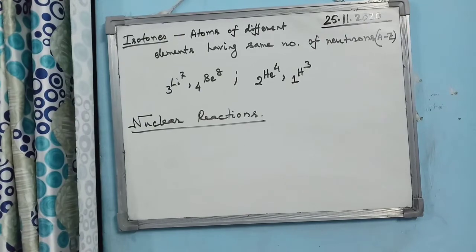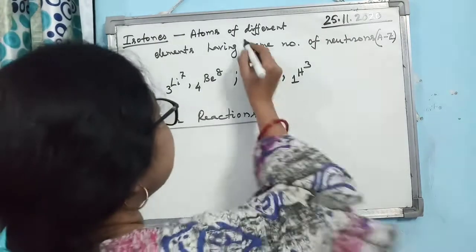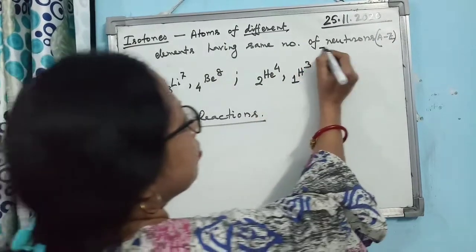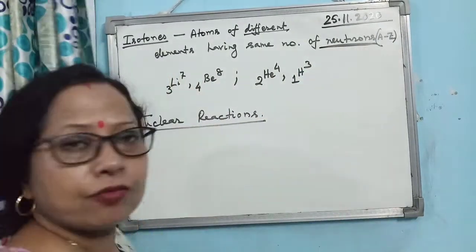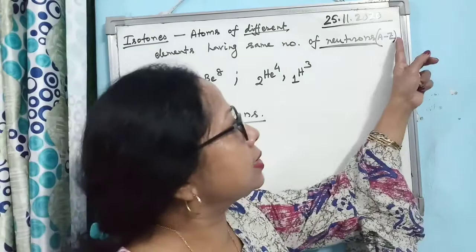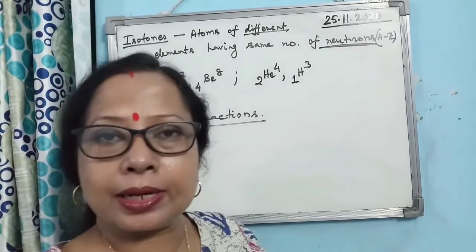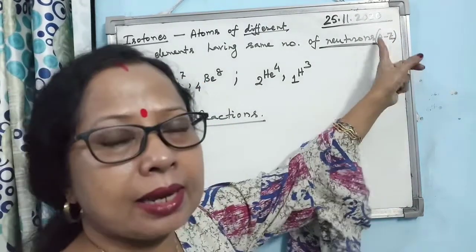The next is isotones. What are isotones? Atoms of different elements having the same number of neutrons. Now how can one find the neutron number? A minus Z, mass number minus atomic number. That's why I have written within the bracket, A minus Z.